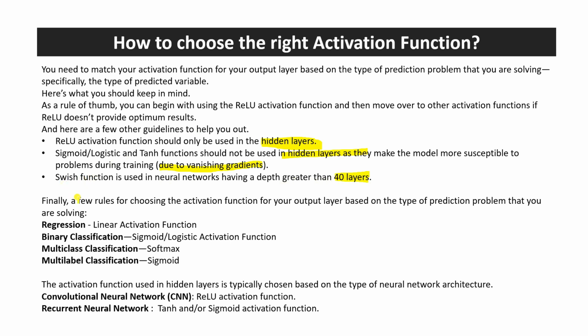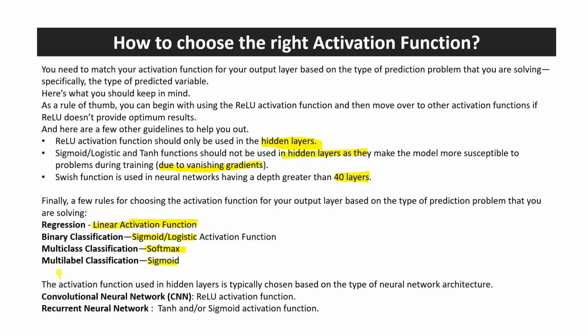Finally, a few rules for choosing the activation function for your output layer based on the type of prediction problem you are solving. For regression, you can use the linear activation function that you already saw before. For binary classification, you can use the sigmoid or logistic activation function. For multi-class, you can use softmax, because softmax is nothing but a combination of the sigmoid itself. For multi-label classification, you can use the sigmoid.